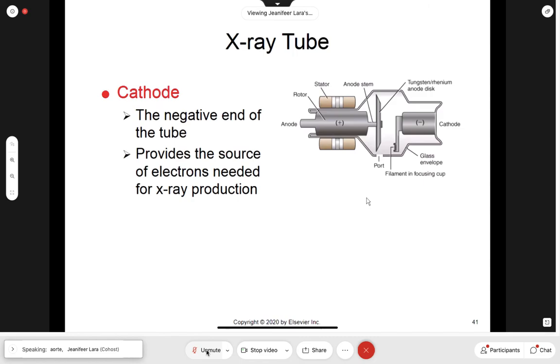Ms. Lara, is the effective and the focal spot the same thing? Of what? Of, like, where we... The effective focal spot is inside of the X-ray tube. The effective focal spot does not leave the X-ray tube.